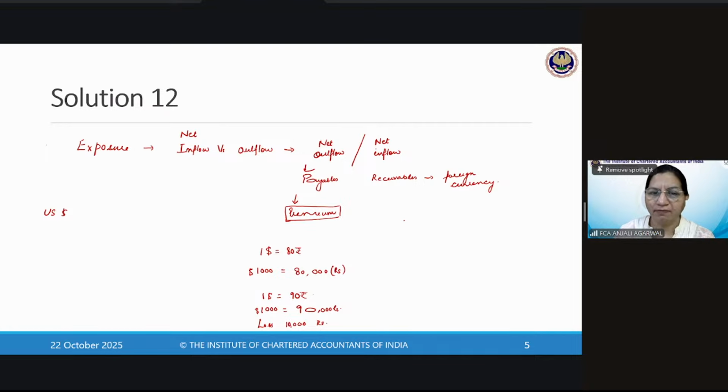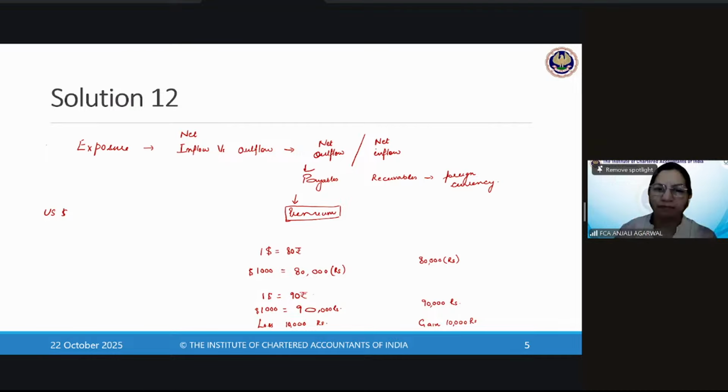However, if the same was receivables, earlier you would have received 80,000 rupees, let's say on the transaction date. But now, when the time comes to receive the payment, because the dollar has increased and is at a premium, you end up receiving 90,000. So it becomes a gain of 10,000, right?